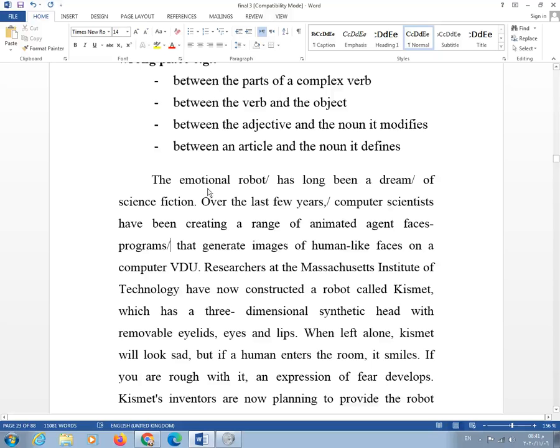Over the last few years, computer scientists have been creating a range of animated Asian faces programs that generate images, that generate images of human-like faces on a computer VDU. Okay, let's go on.